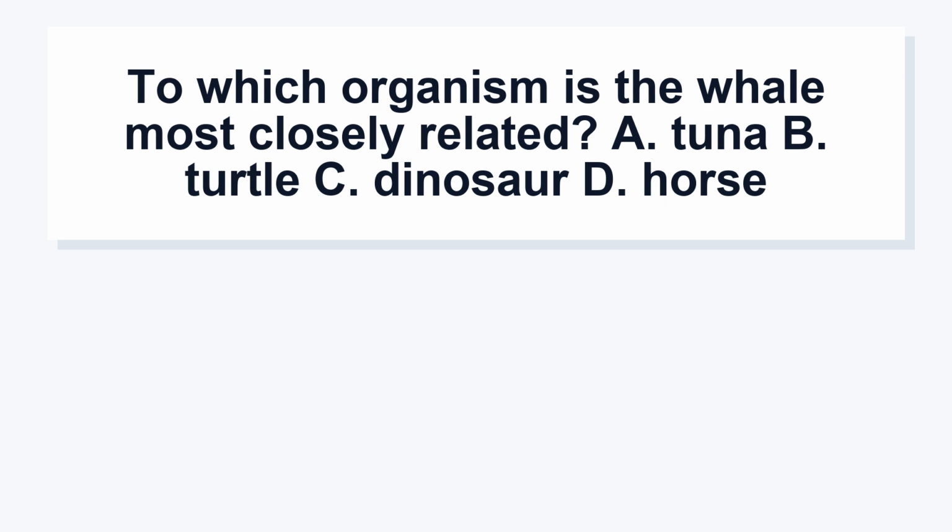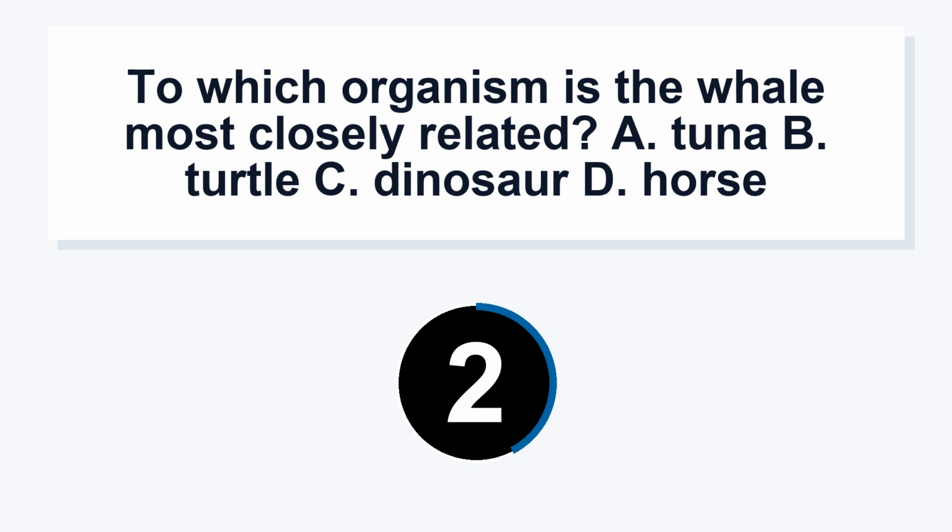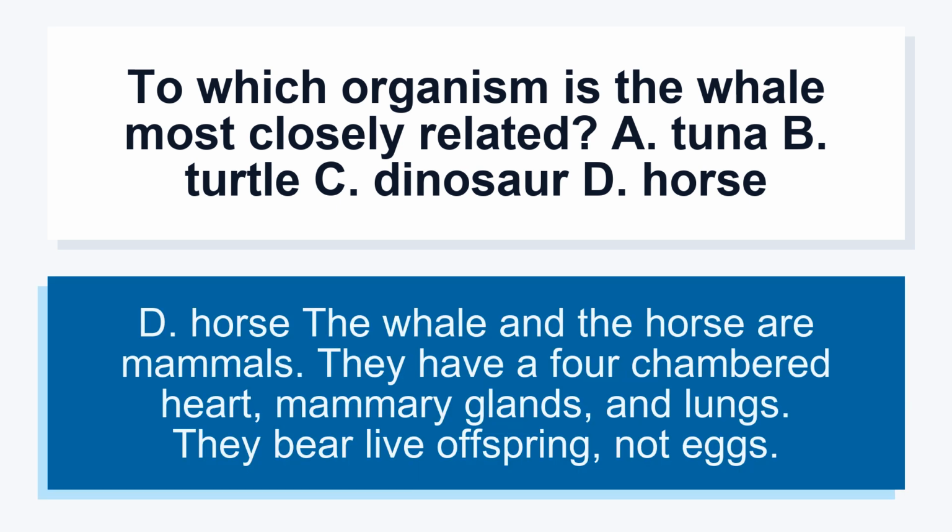To which organism is the whale most closely related? A. tuna, B. turtle, C. dinosaur, D. horse. D. Horse. The whale and the horse are mammals. They have a four-chambered heart, mammary glands, and lungs. They bear live offspring, not eggs.